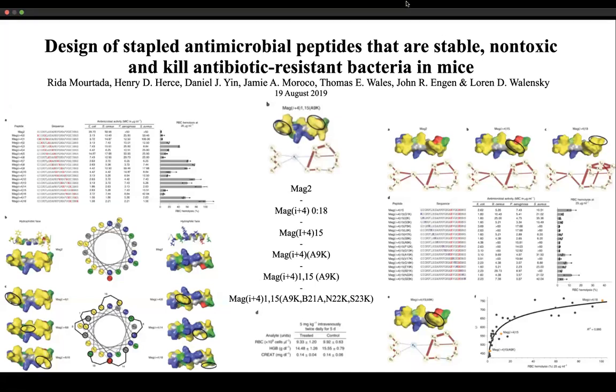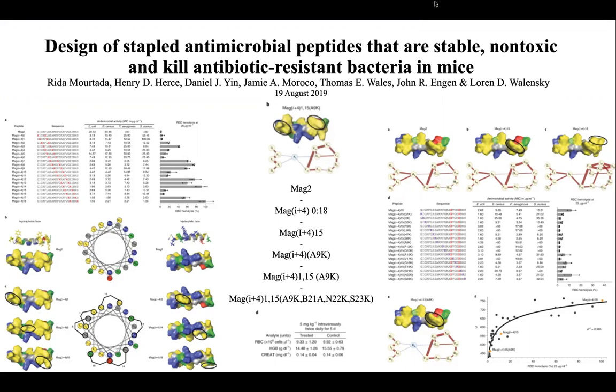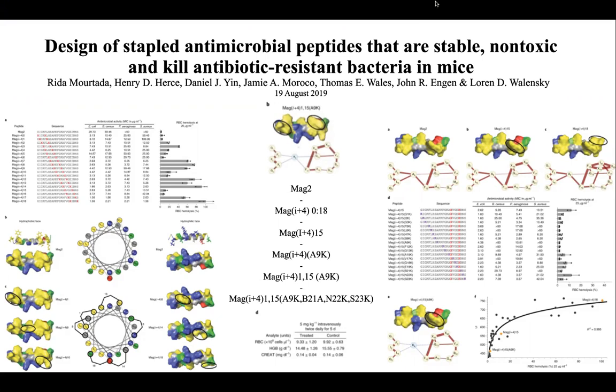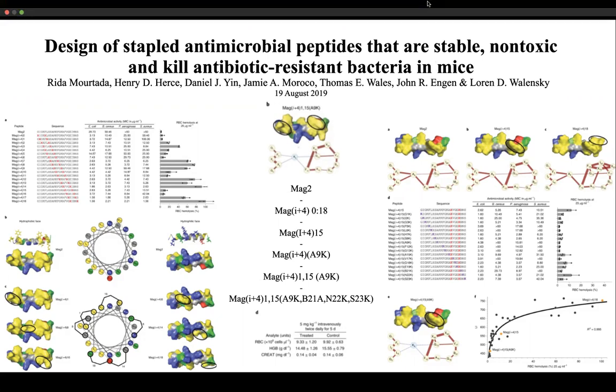So they stapled it in position 1 as well as 15 on the same MAG peptide, creating the figure at the top middle, B, where there was also very low hydrophobic connections and still has the A9K mutation.